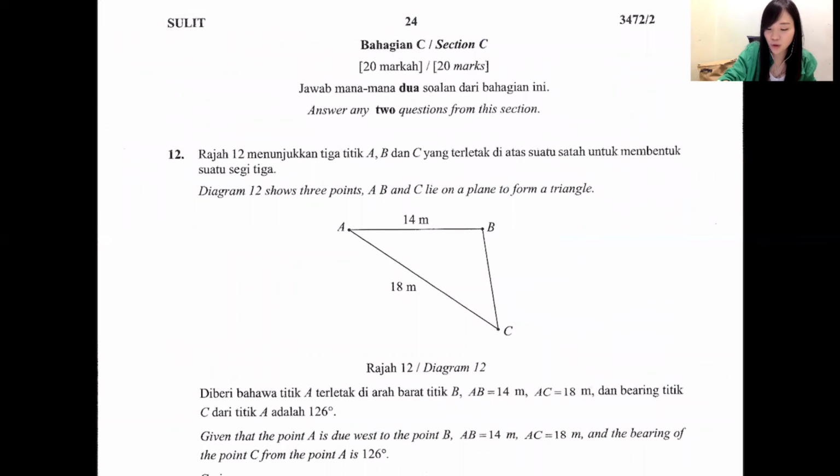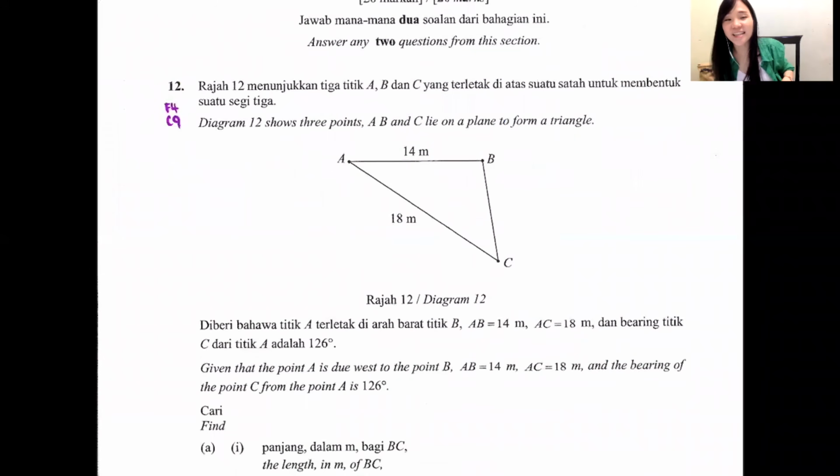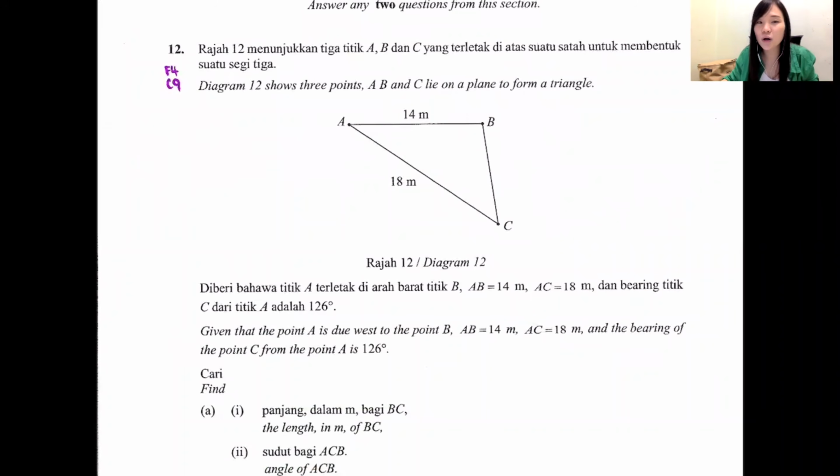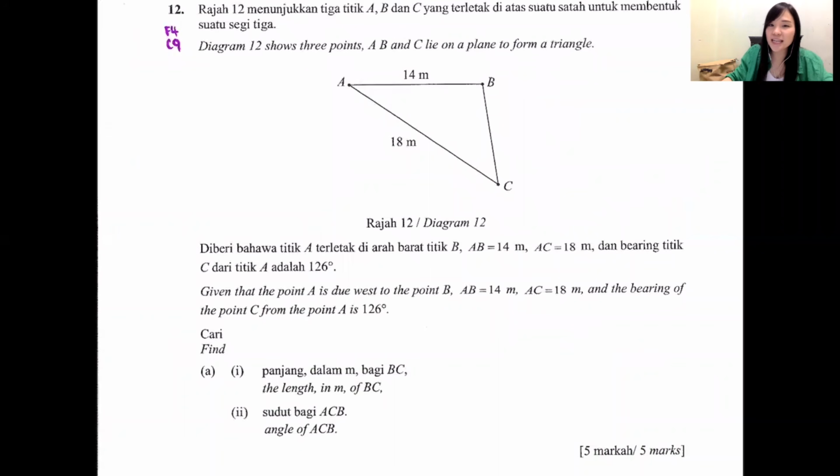Okay, question 12. Question 12, you look at it, you should know which Form 4 chapter this is. Chapter 9 or 10? I think it's 9, okay? 9, I think, is solution of triangle. 10 is index number, okay? So they say diagram 12, this one, shows the 3 points ABC lying on a plane to form a triangle. Yep, I can see a triangle.